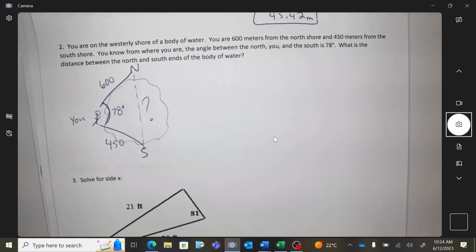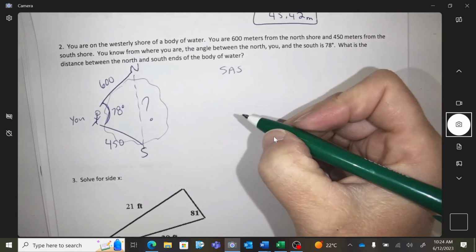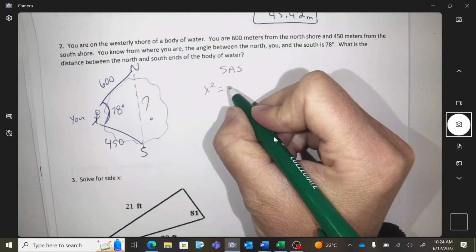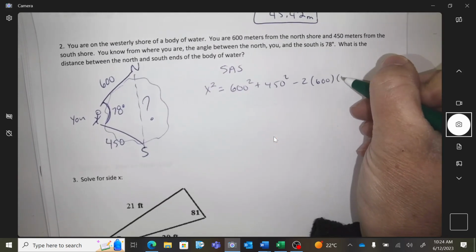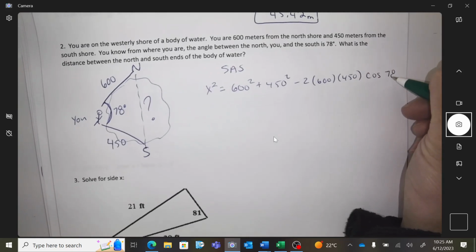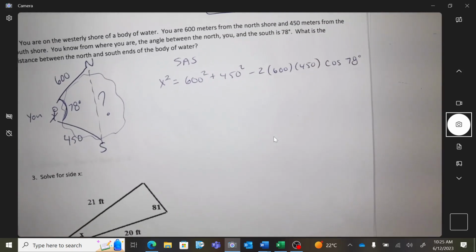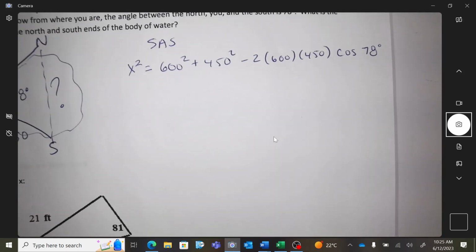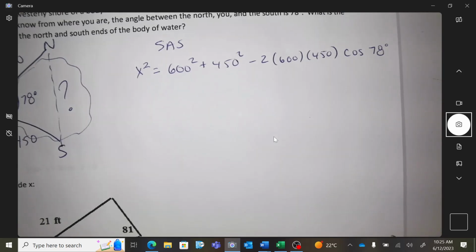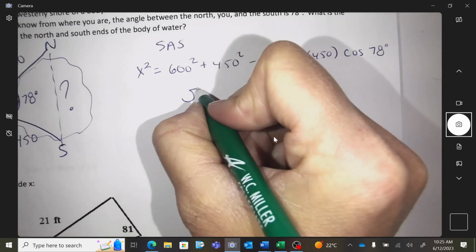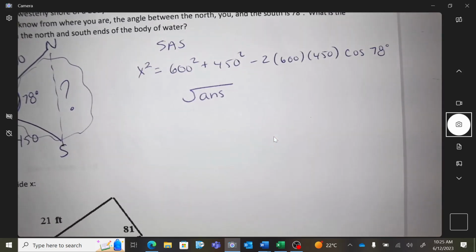Okay, now that I have it drawn, pairs, SAS, or triple S? SAS. So we go x squared equals 600 squared plus 450 squared minus 2 times 600 times 450 cos of 78. Okay, these formulas would all be on your formula sheet. You just have to understand which formula to pick for what, right? Okay, when this one gets typed in, it is all in at one time. And then what do we do at the end? We have to square root it because that formula says that's squared.